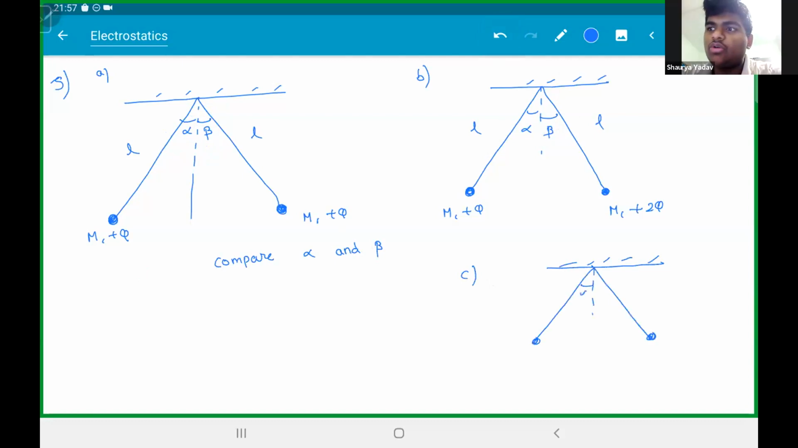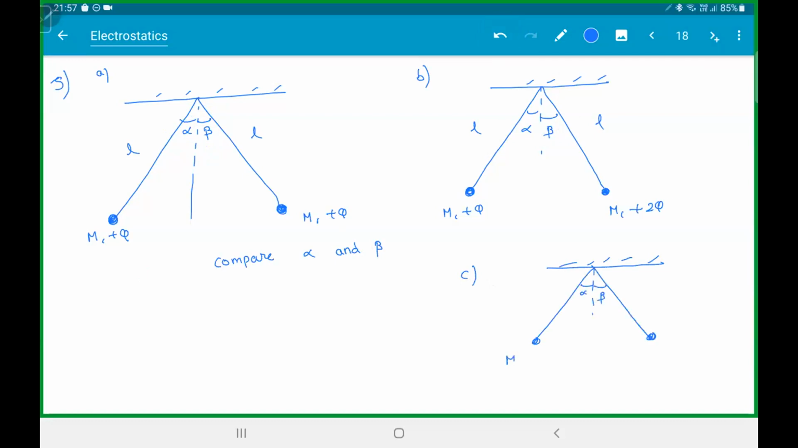So first one equal. This is mass m, charge q. This is 2m, 2q. Three different scenarios, people. Compare alpha and beta. Alpha and beta are the angles with the vertical. So first case, both are identical. Second case, same mass, but different charge. Third case, different mass, different charge.